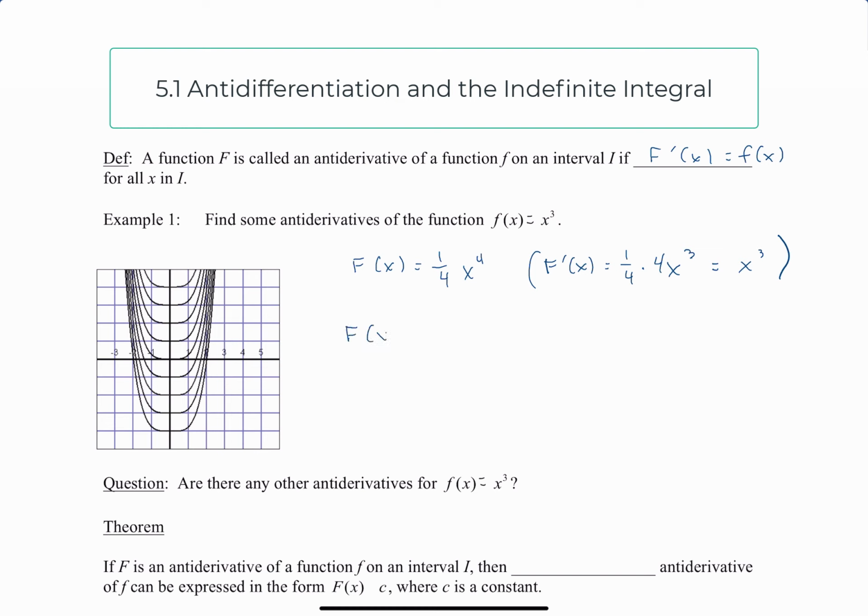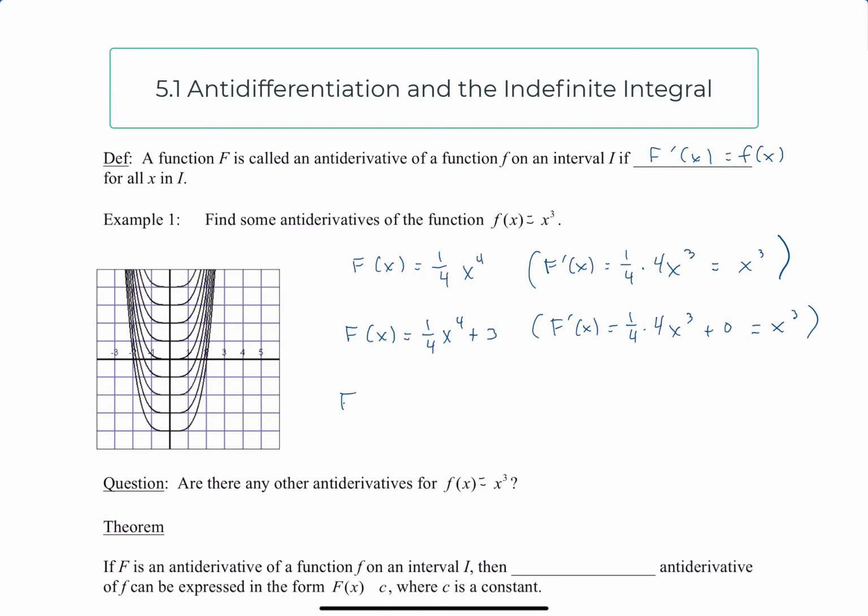What if we looked at the function 1/4 x to the fourth plus 3? What would f prime of x in this case be? It would be 1/4 times 4x cubed plus, and then the derivative of 3 is 0, so again we get x cubed. So 1/4 x to the fourth plus 3 is yet another antiderivative of x cubed. So again, an antiderivative is a function that you would differentiate to get the original function.